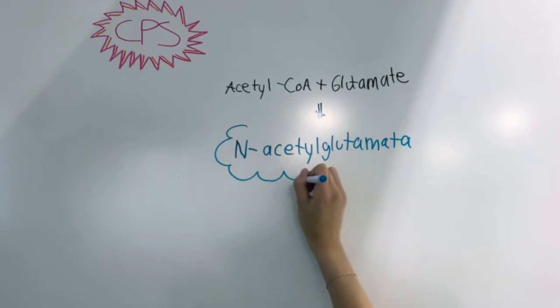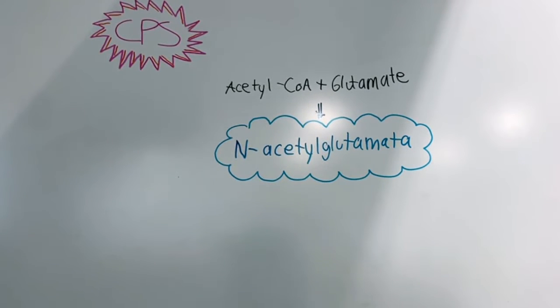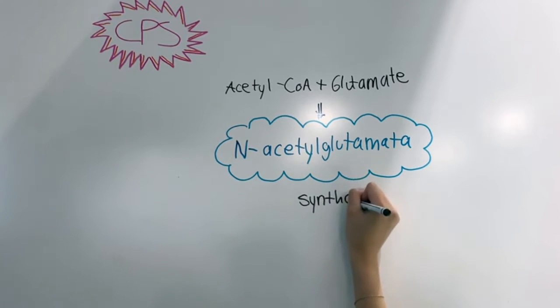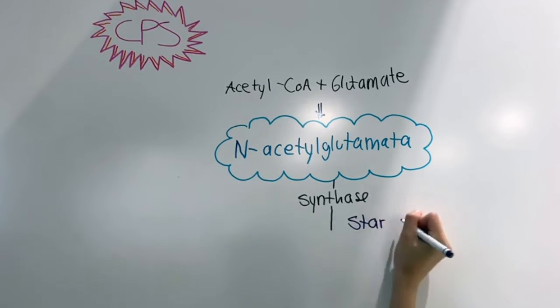Arginine and starvation are activators of N-acetylglutamate synthase. Starvation is an activator because your body is starting to utilize more proteins as an energy source. That means your body needs to excrete more nitrogenous waste.